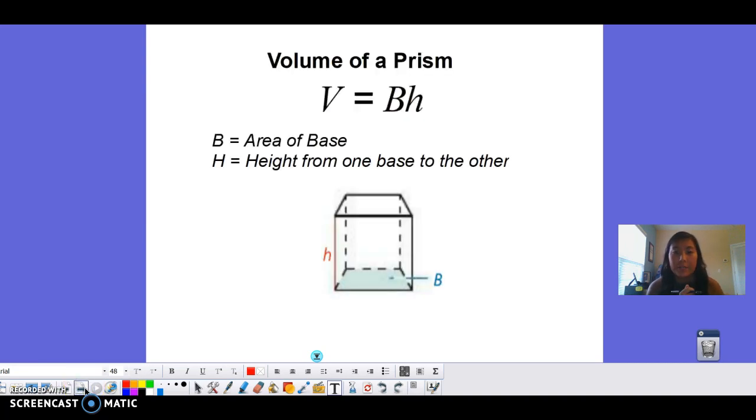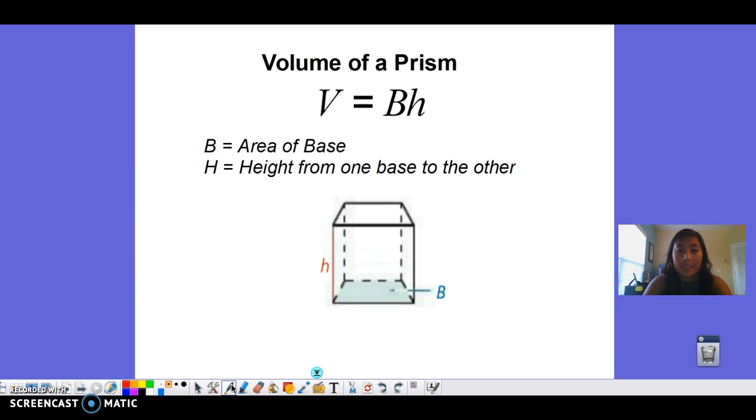So first thing we're going to do is volume of a prism. The volume of a prism is volume equals base times height. But remember, this base is different than the base of a regular 2D figure. This base is the area of your base, so you need to find the area of your big B. That's what the big B stands for. The H stands for the height. The height is on the side. That's what connects the two bases. It's the distance between your two bases.